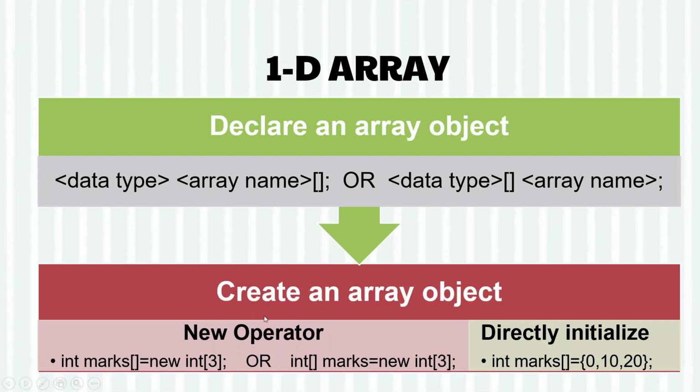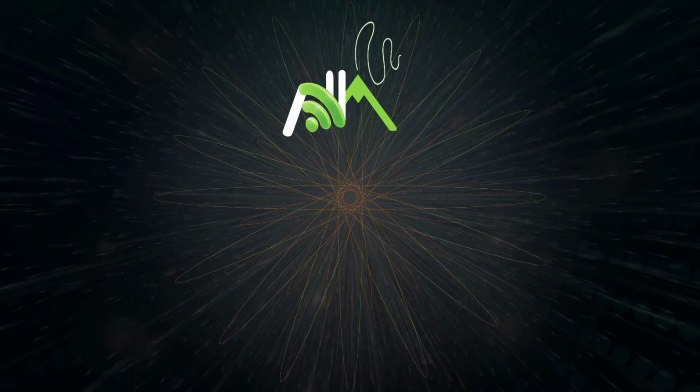Here you can see you can initialize an array using the new operator. Using the new operator followed by the data type, and in square brackets you have to specify the size of the array. This size will specify the number of elements this array will hold. To directly initialize a 1D array, provide comma separated values within curly brackets. Now we will see a few questions related to it.